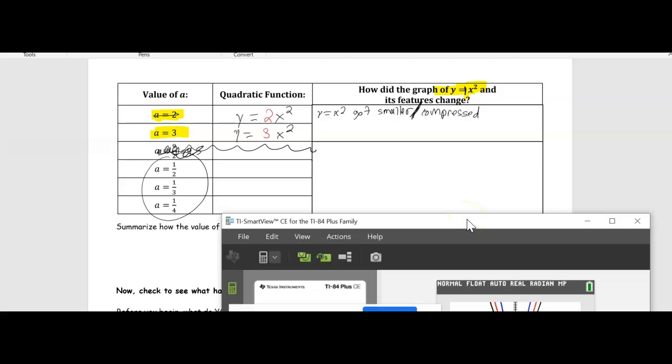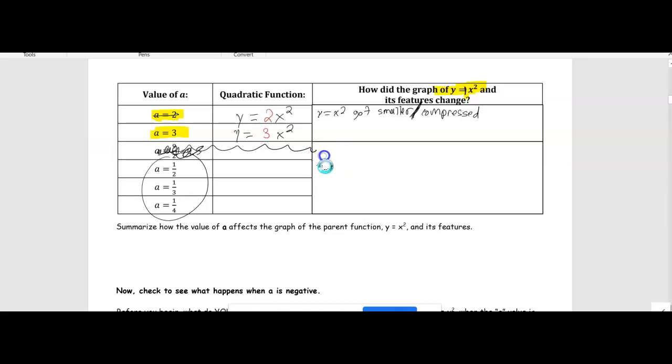Okay, so let's write that in there. y equals x squared gets wider. So our parent graph gets wider. So to summarize, let's do it kind of in bullet notation. a equals 1 is our parent graph. That's the original graph that we're basing everything off of.